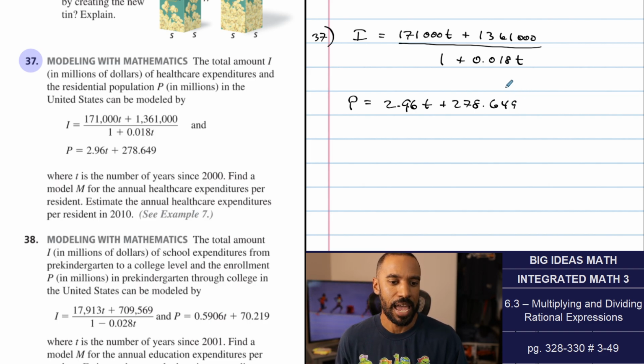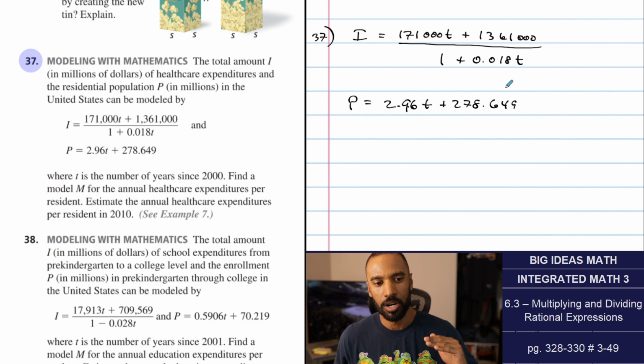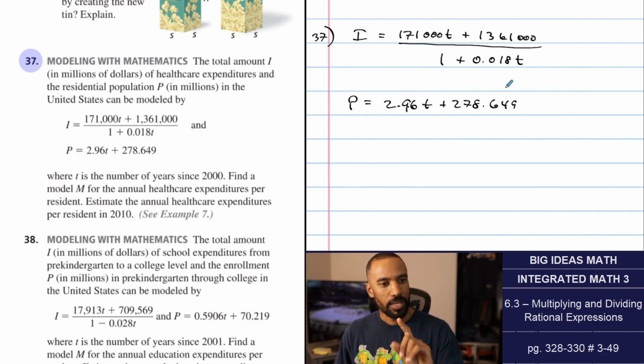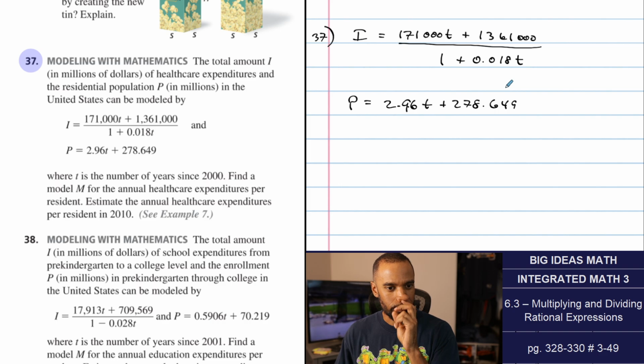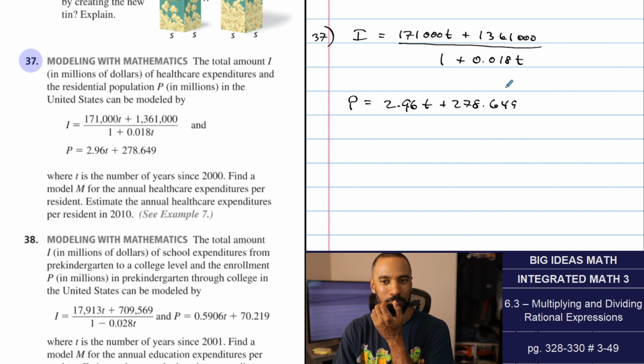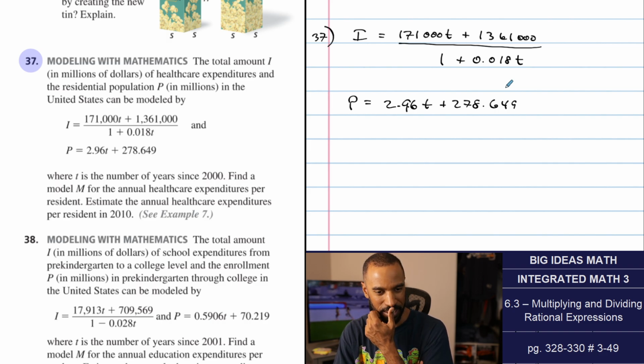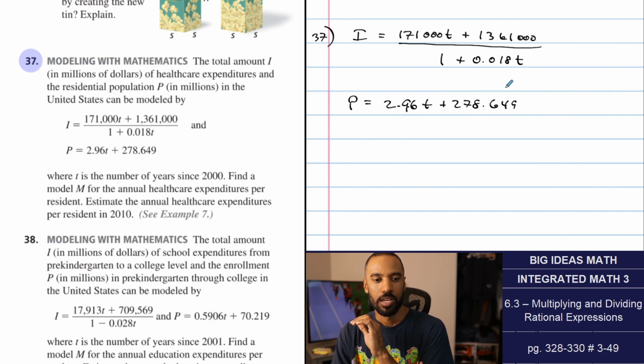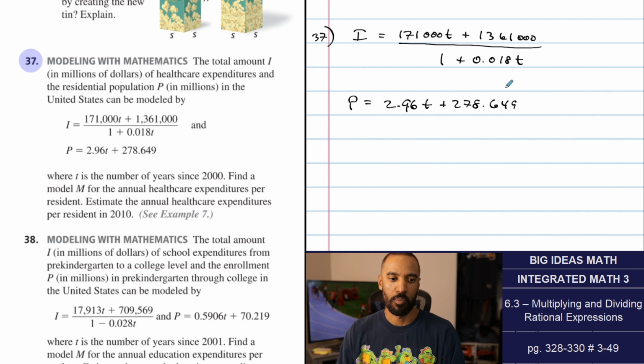Find a model M for the annual healthcare expenditures per resident. Population is in millions, and this is in millions of dollars. I am confused. I'm determining whether I should be doing anything with respect to the millions, or if I'm good because they're both in millions. I think we're fine. So the annual healthcare expenditures per resident in 2010, that's where T equals 10. And we could substitute at any time, but we have to do this division.